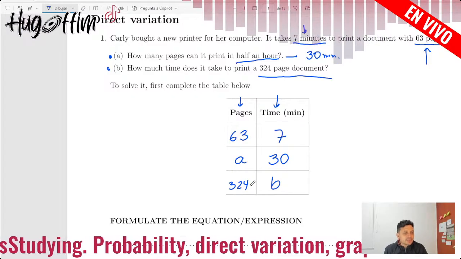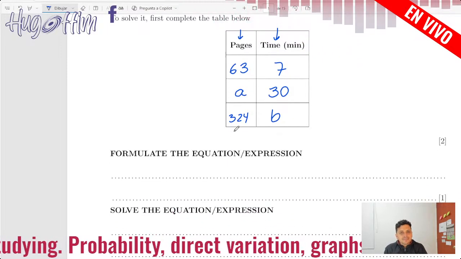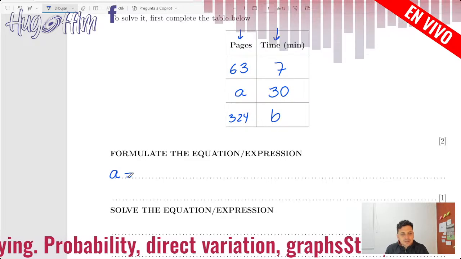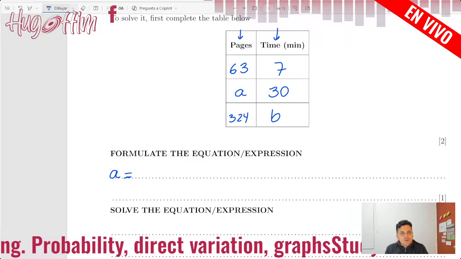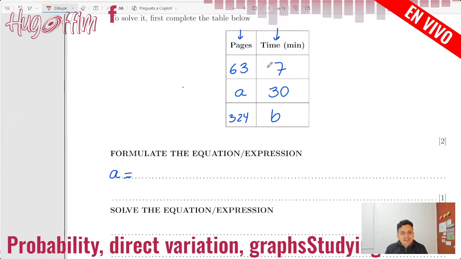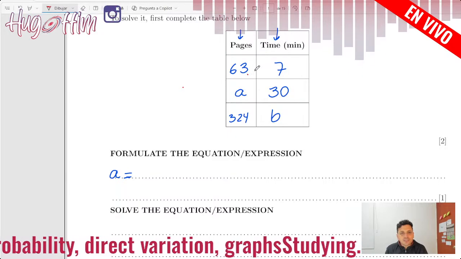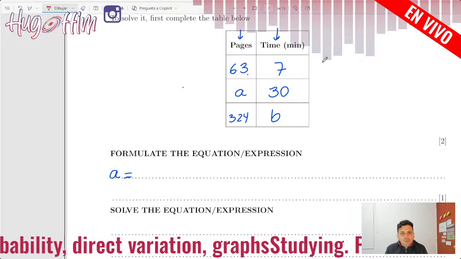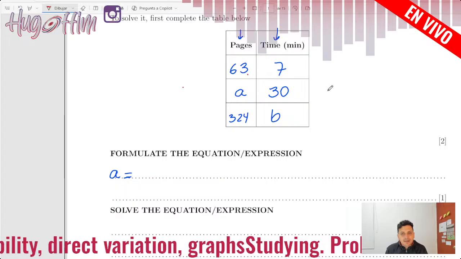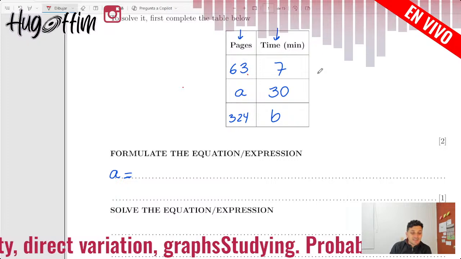Now, using this information, we're going to formulate an equation to be answered. So the equation for A corresponds to direct variation. Remember that if you apply direct variation, I can pass from pages to time or from time to pages by always using the same multiplier. So if I divide 63 by 7, it is going to be the same as A divided by 30 and 324 divided by B. Okay, so this is direct variation.